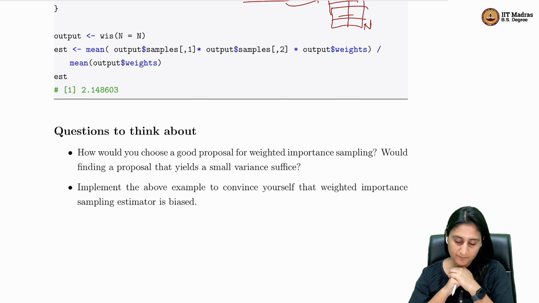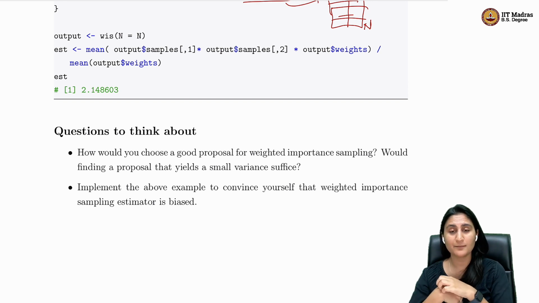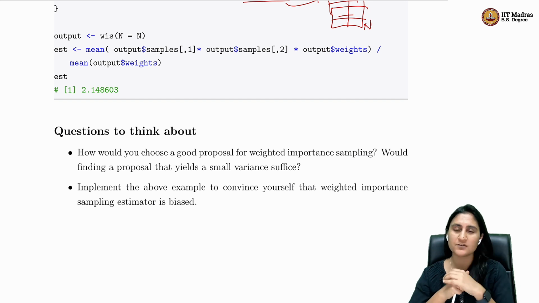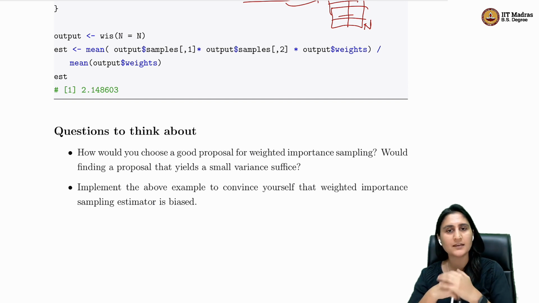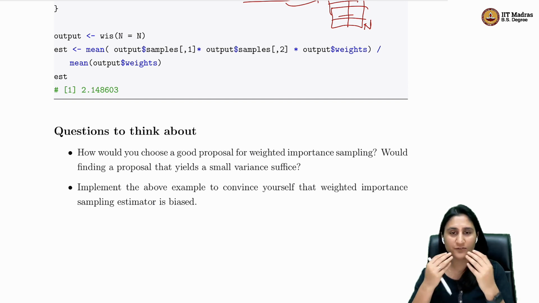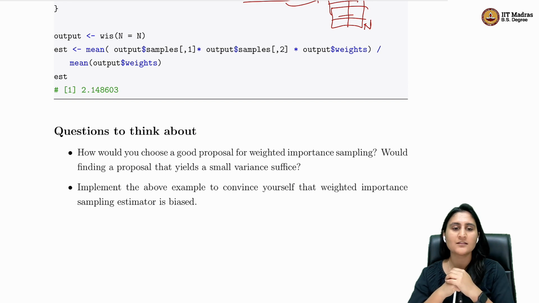Second, do you think you can implement the above example and convince yourself that the weighted importance sampling estimator is biased? Remember I said the weighted importance sampling estimator is biased, and we verified the unbiasedness of the simple importance sampling estimator in a previous video. Now, using that same methodology, do you think you can construct an idea to verify visually or through some other means that this is in fact a biased estimator? So see if you can try that.